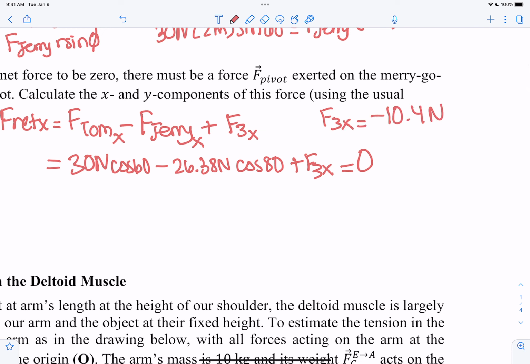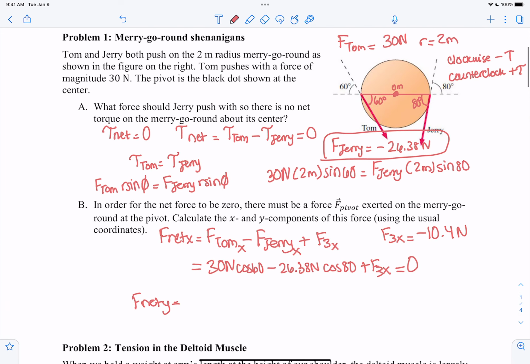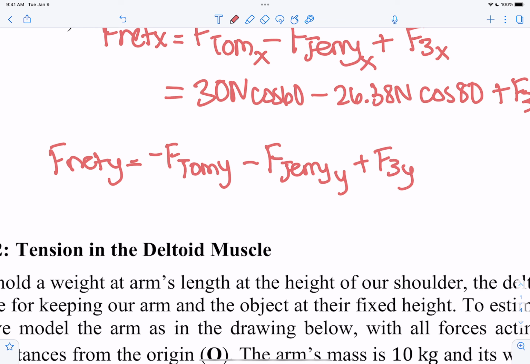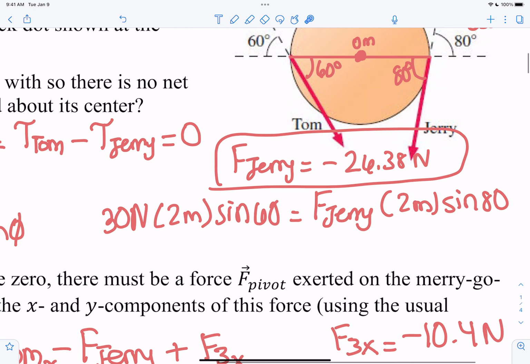Okay, cool. F net y, on the other hand, same deal, except that now we're going to be doing things in the y direction, right? So we have Tom is negative and Jerry's negative, since they're both pushing kind of downwards, right? They have a negative y component to their forces. So it should be like negative F Tom y minus F Jerry y. And then we don't know the third force here, right? And the reason why we put negative here is because obviously this is pointing in the negative direction, and I want to integrate the direction in the equation from the beginning. It's just easier that way.